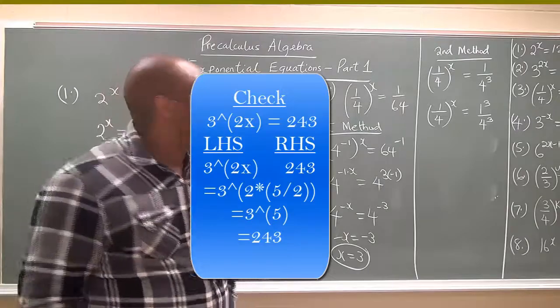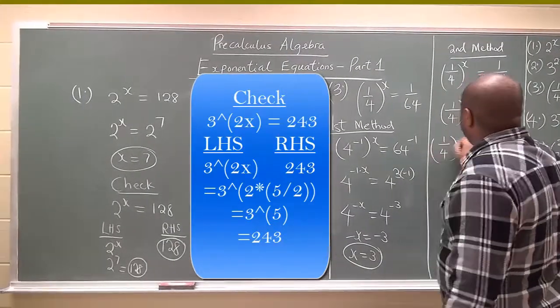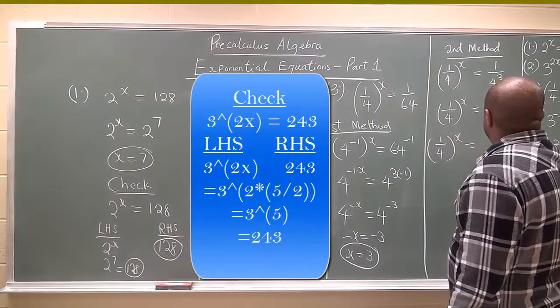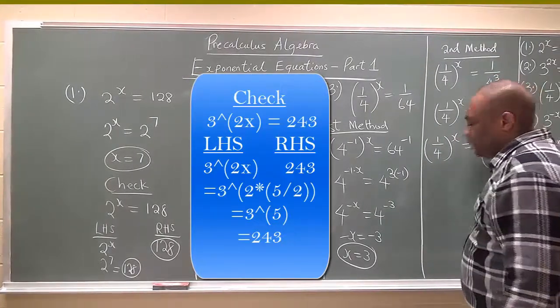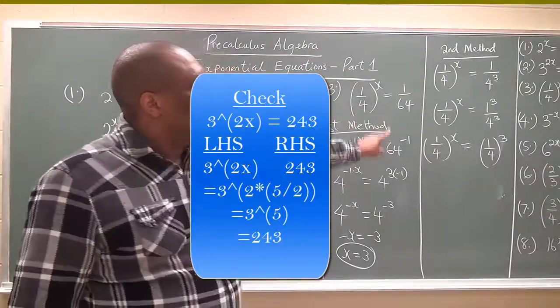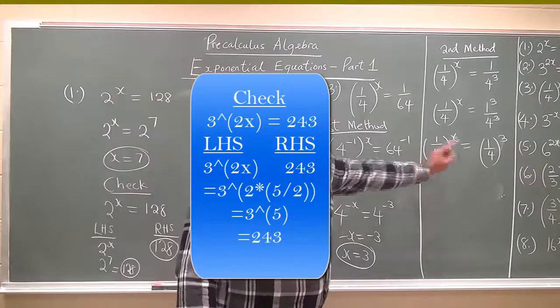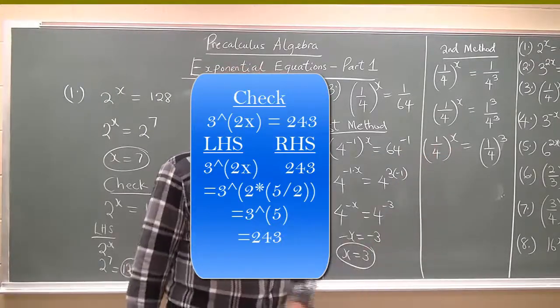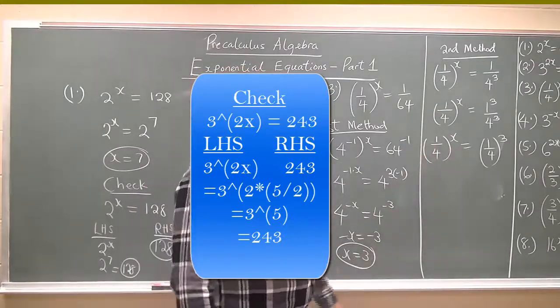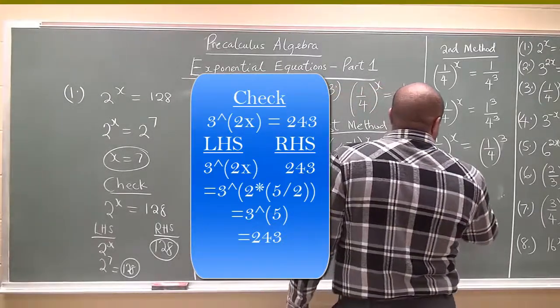So you can now say that (1/4) exponent x equals (1/4) exponent 3, because this is one of the laws of exponents. And you now have the same base. The base is 1/4, right? So you can now equate their exponents. And this is x is 3.